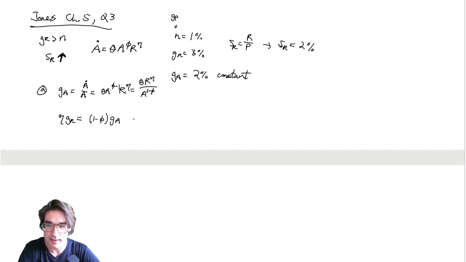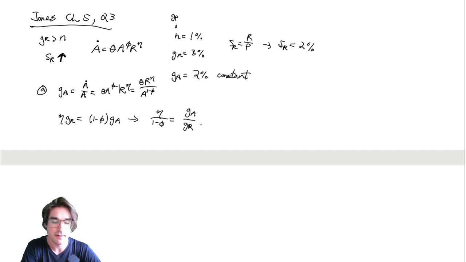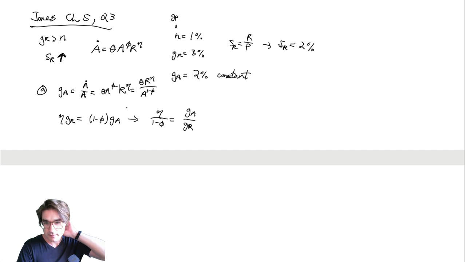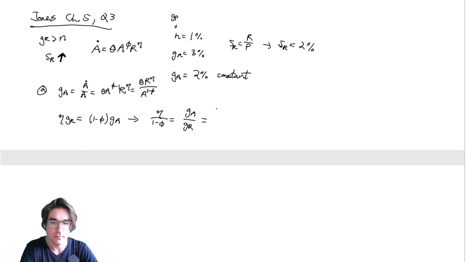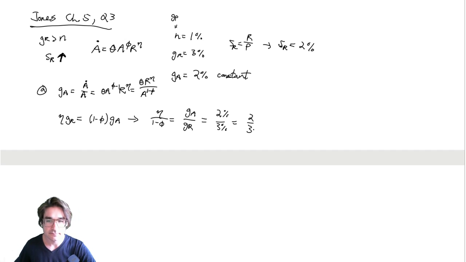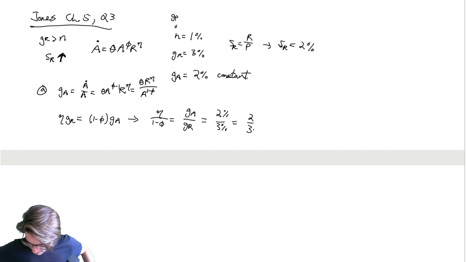All right. And so what does that mean? That means, in particular, that eta over 1 minus phi is GA over GR. So you just solve this. This is the same as saying that GA is GR times eta over 1 minus phi. He wants us to estimate this. Well, that's just equal to GA over GR, which is 2% over 3%. So that's 2/3. All right, so eta over 1 minus phi is 2/3.